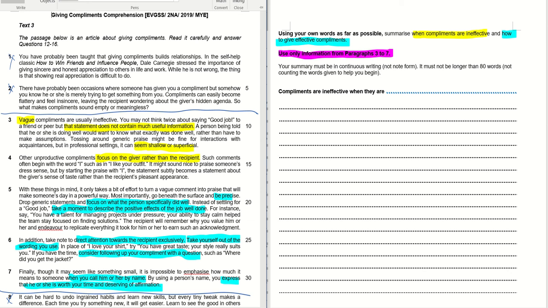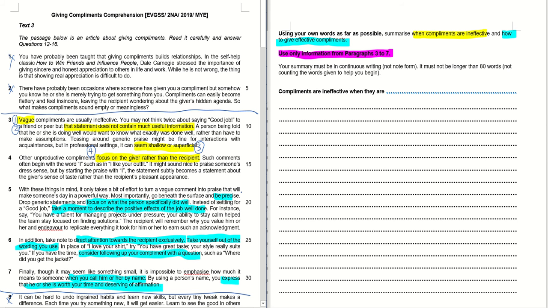Okay, so I was saying that arrange, because there are two requirements here: when compliments are ineffective and how to give effective compliments. So as you can see, when I use two different color highlighters, it's quite clear that they are already well arranged. But I'm just going to count whether I have a sufficient number of points. So I have 1 point here, 2 point here, 3 point here, 4 point.